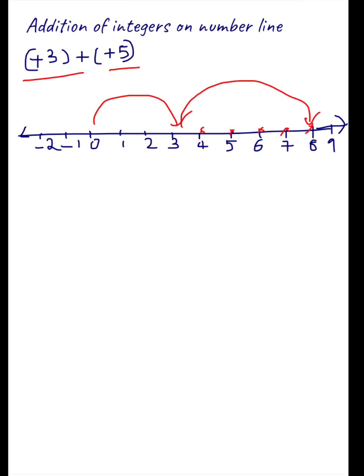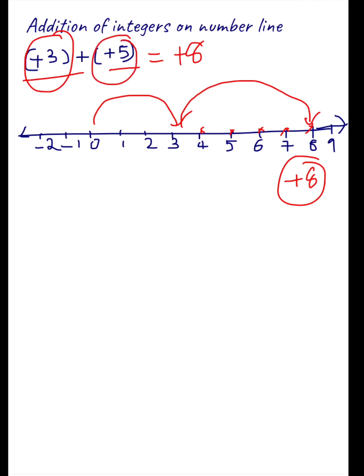So where have you reached? You have reached plus 8. So plus 8 will be the answer, that is plus 3 plus 5 equals plus 8. So the first integer you have to mark on the number line first, then you have to move 5 steps to the right side since it is plus 5. Then you will be reaching plus 8. So plus 8 will be the answer for this addition. This is all about addition of positive integers on the number line.